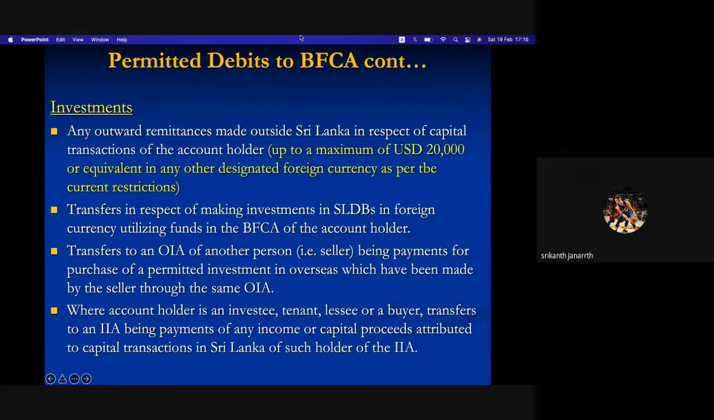Where the account holder is an investee. Investee means the investor made the investment in Alice. Alice is the investee. Tenant, lease or buyer, transfer to IIA being the payment of any income or capital proceed attributed to the capital transaction in Sri Lanka of such holder of the IIA. The foreign investor made the investment in Alice. Alice is supposed to return the investment with the income, with the dividends. All that payment can be made by debiting the BFC account of Alice, right?